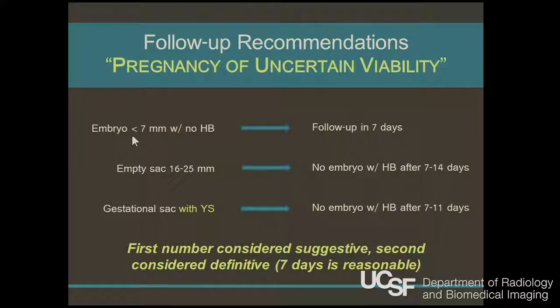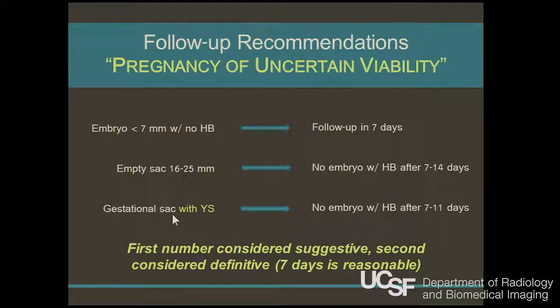So if you see an embryo less than 7 millimeters with no heartbeat, you can do a follow-up in 7 days. If you see an empty sac between 16 and 25, you can get a follow-up, they say, in 7 to 14 days. In the guidelines, 7 is supposed to be suggestive, 14 is definitive. Again, we used to use 16 or 18 anyways, so if you're doing a follow-up in a 17 millimeter empty sac 7 days later and there's nothing developing, you can feel pretty comfortable.